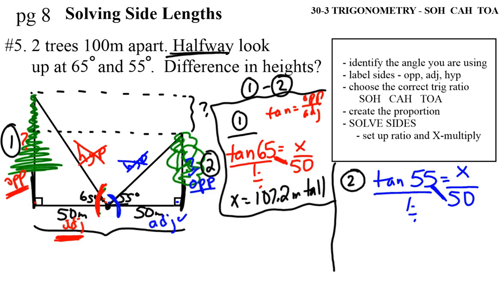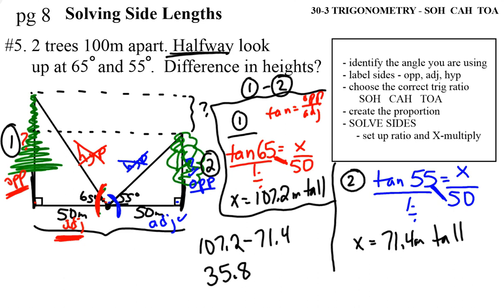So in this case, 71.4, that's what it was, I forgot it already. 71.4 meters tall is tree 2. So what's the difference in their heights? 107.2, and I want to subtract the 71.4, and we end up with a difference in heights of 35.8 meters. Difference in heights.